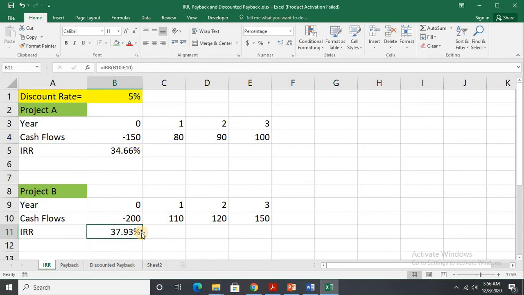Both projects are accepted because both projects have IRR greater than discount rate, which is only 5%. Now if projects are independent, we can select or we can choose both projects for the investment. If projects are mutually exclusive, in that case we should choose project B only because IRR of project B is more than the IRR of project A.